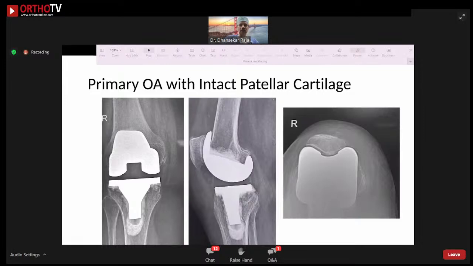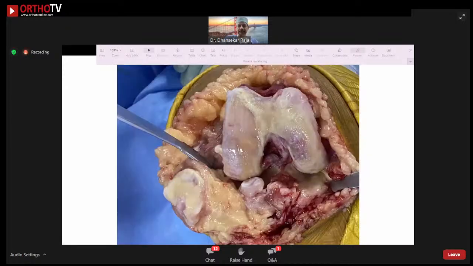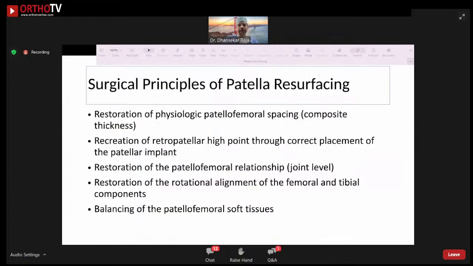Patellofemoral kinematics are normal. Most of our patients have severe tricompartmental arthritis. I see a patient like this with tricompartmental arthritis, anterior patellofemoral arthritis with osteophytes, I don't hesitate. I go ahead with the resurfacing. Many of the elderly patients present with a joint like this, they have tricompartmental arthritis. They have a lot of changes in the patella. I do resurfacing. So what are the principles of patella resurfacing?